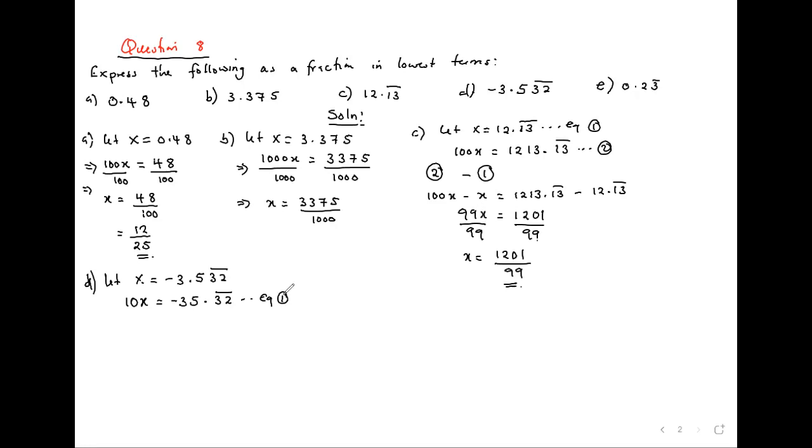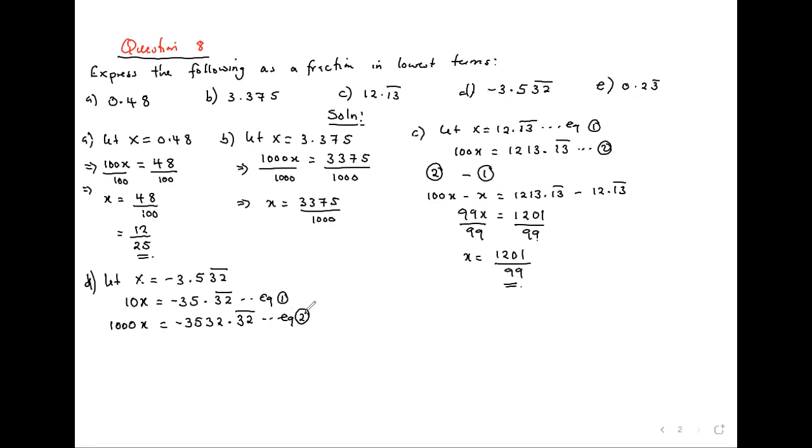Now, as you could see, when we tried avoiding the next step, it was hard for us to get rid of the decimals under the bar. So what we do is we multiply by 100 to move the numbers under the bar one step to the left. So 10 times 100 will have 1000x. And then on the other side, we'll have negative 3532.32 bar. Then we call this equation 2.